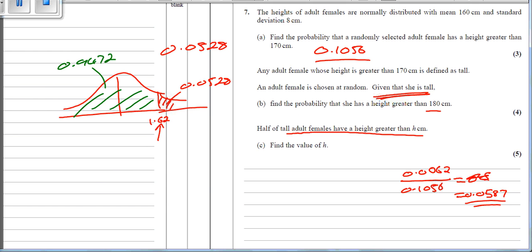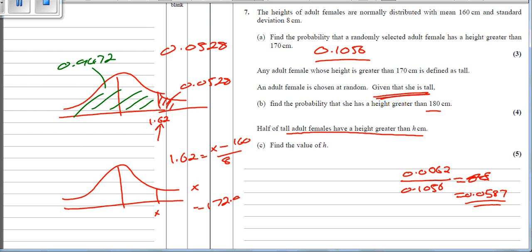Yeah, 1.62. And then we've got to work out the corresponding female height value. We know that 1.62 equals this value x minus the mean, which was 160, divided by 8, which is the standard deviation. So 1.62 times 8 plus 160 gives us 172.96 centimeters, so 173 centimeters to the nearest centimeter. But that's how you do the normal distribution.